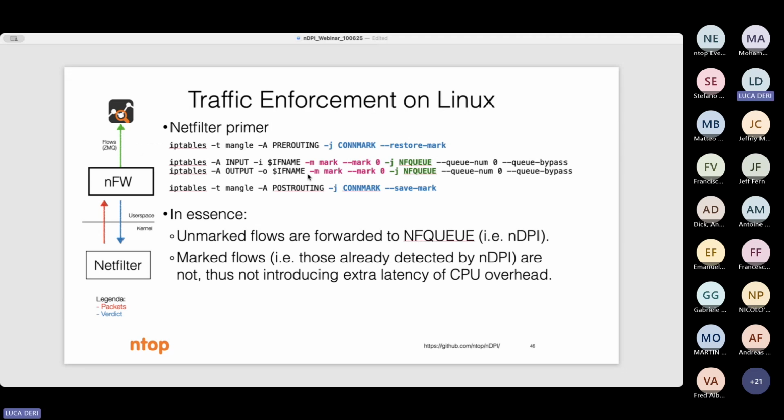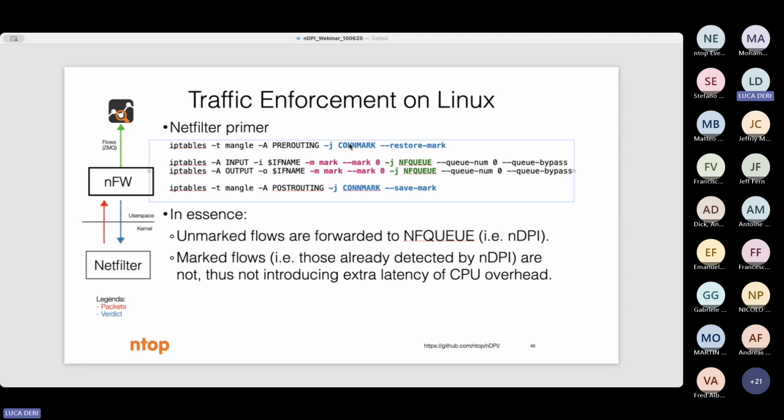We have implemented this in some applications. So we have ntop Edge and nProbe that are doing that. But soon we'll be introducing a new tool that's a traffic enforcer for Linux. So in essence, it's an application that relies on NetFilter that is pretty simple in nature. As you can see, the configuration is very simple.